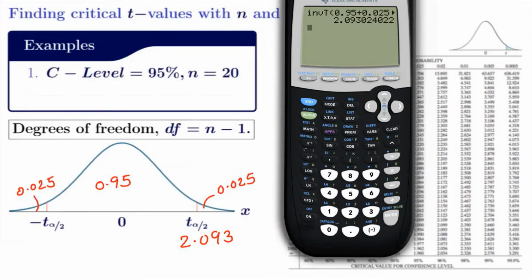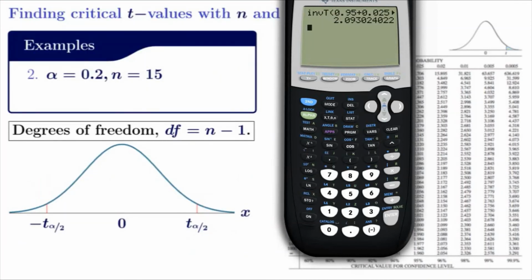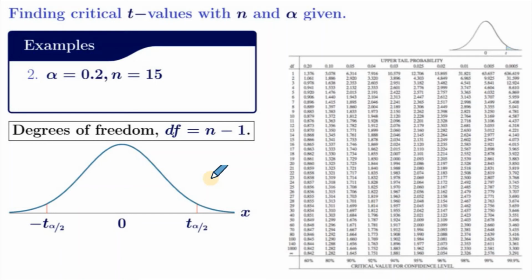Now let's look at the second problem here. Here we have alpha equals 0.2. That means area in the middle is 0.8. And area towards each tail is alpha by 2, which in this case will be 0.2 divided by 2. So this area here is 0.1, and similarly this is 0.1.